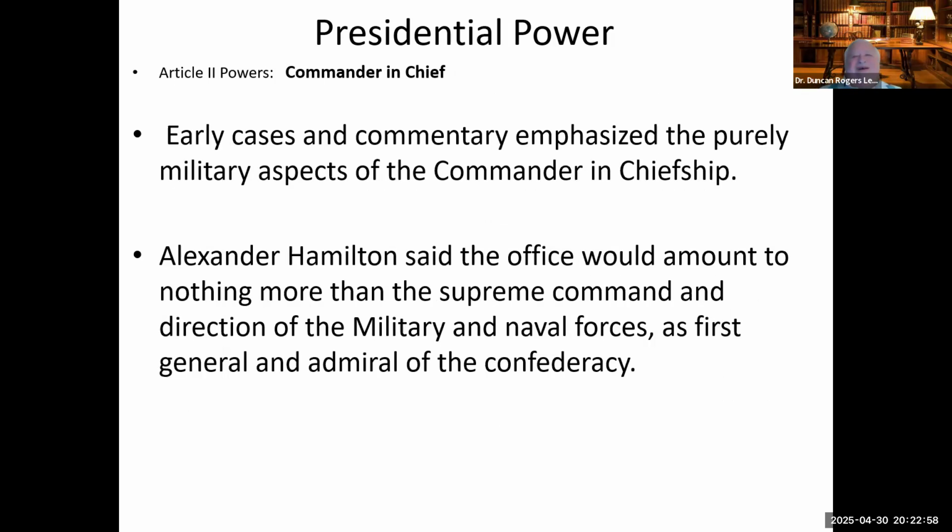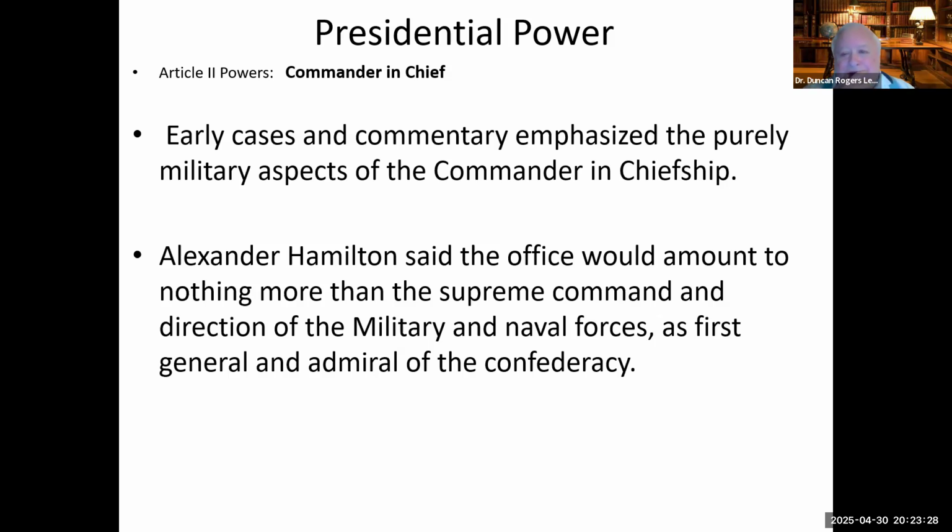Okay. All right. Early cases and commentary emphasize the purely military aspects of the commander-in-chiefship. Alexander Hamilton, for example, said the office would amount to nothing more than the supreme command and direction of the military and naval forces as first general and admiral of the Confederacy. Now, that doesn't mean the Confederacy as in the Civil War. That meant the confederation of states that were put together to form the Union.